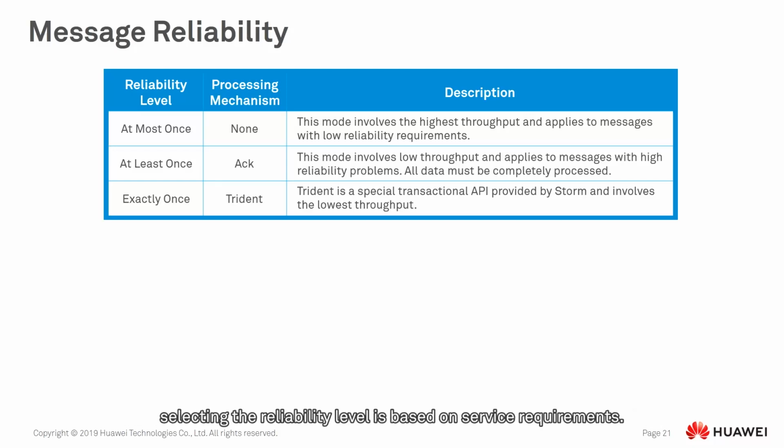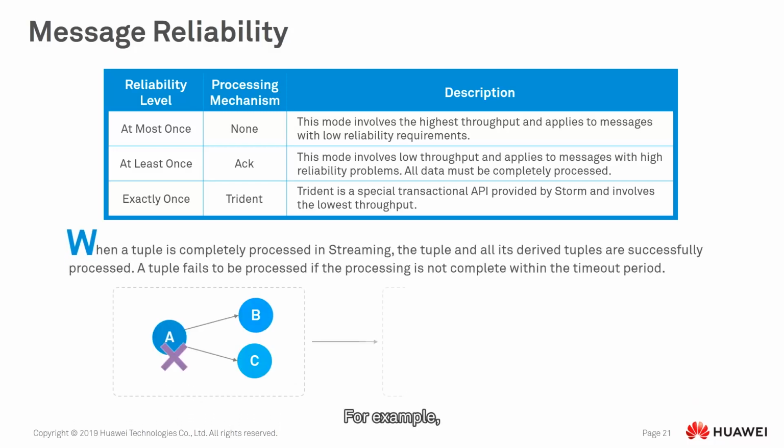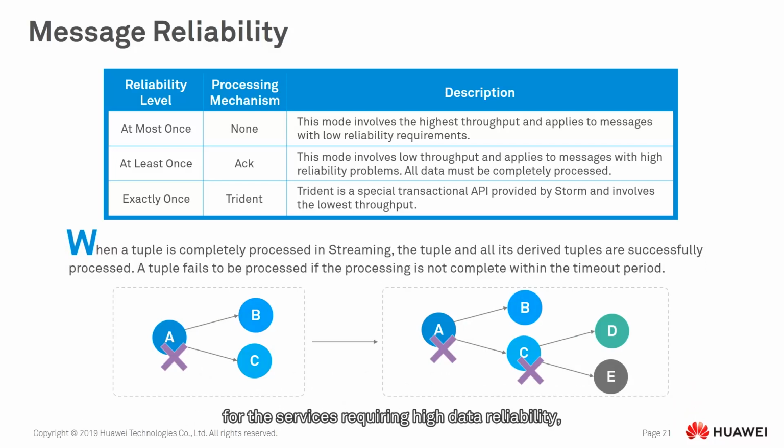In actual application, selecting the reliability level is based on service requirements. For example, for the services requiring high data reliability, use the exactly once level to ensure that data is processed only once. For the services insensitive to data loss, use other levels to improve system performance. For the levels at least once and exactly once, streaming has two kinds of processing mechanism, ACK and Trident. Let me explain the ACK mechanism in detail.